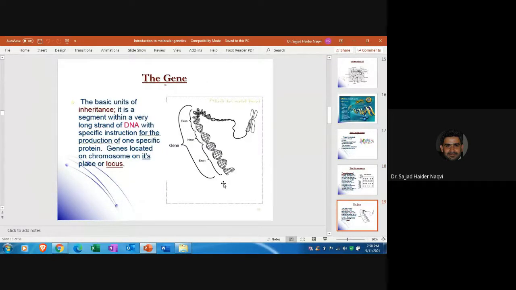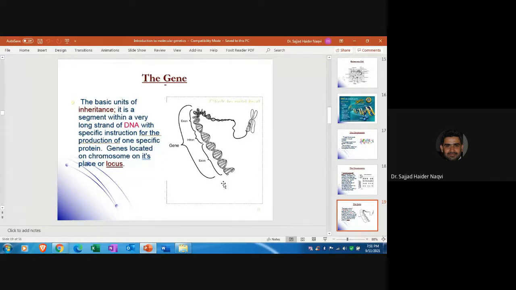Now, the gene. The gene can be defined as the basic unit of inheritance. It is a specific set of genetic codes. It is a segment within a very long molecule of DNA with specific instructions. There could be thousands and thousands of genes on the DNA, and one gene refers to one specific product, one specific protein. So the basic unit of inheritance is called the gene.